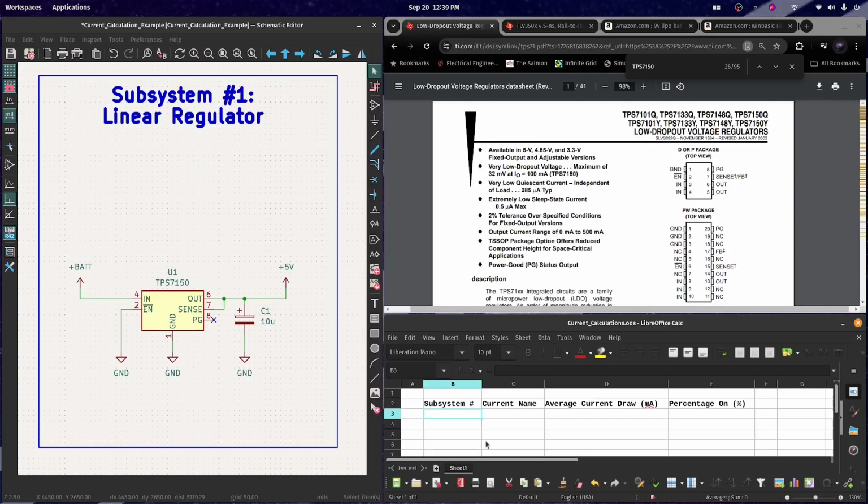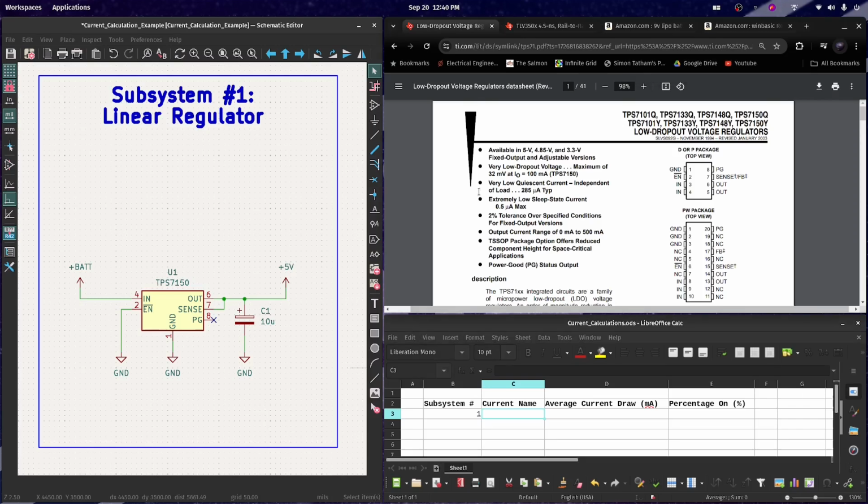First, we'll look at the linear regulator. The linear regulator is taking the battery voltage and converting it to 5 volts. Besides the current it delivers, the only current draw this linear regulator is consuming is the IQ, the quiescent current. From the datasheet, we can see that this linear regulator consumes about 285 microamps of current, regardless of load.